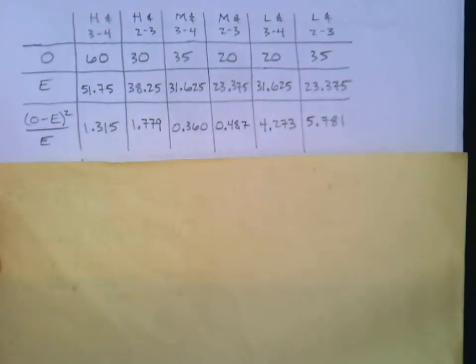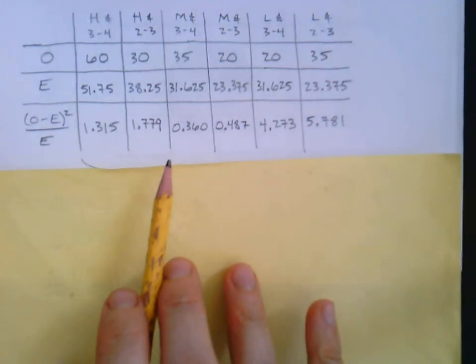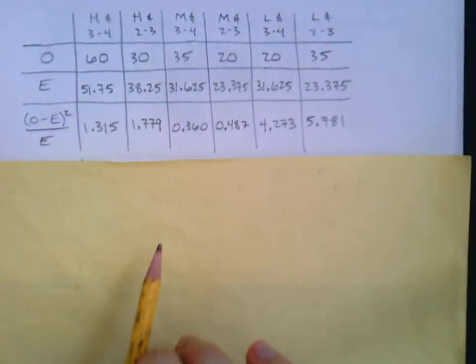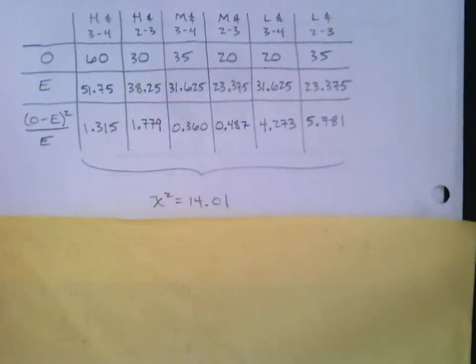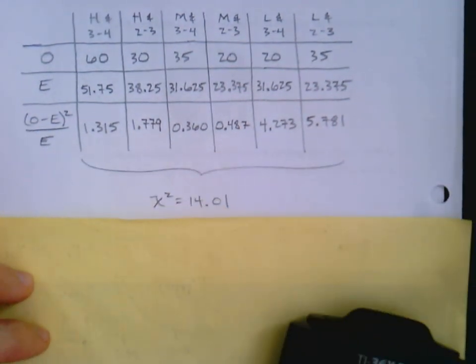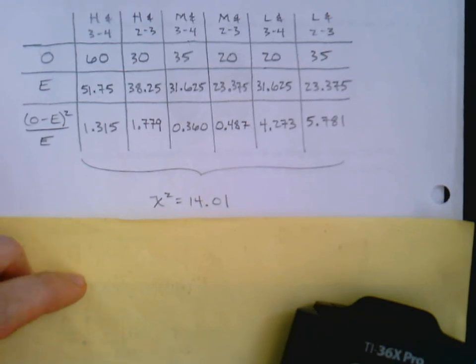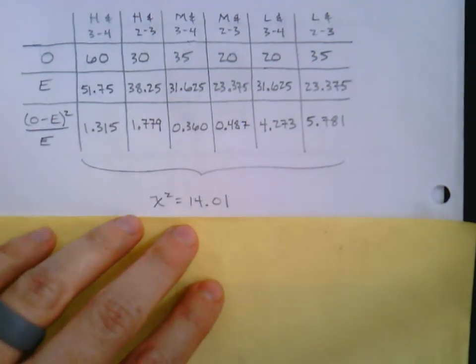Well, what's next? We're going to add all these up. Now, my suspicion is what's on my paper is wrong, because I had that other number wrong earlier. So let's see what happens. I got 14.01, but I'm going to go ahead and check that. 1.315 plus 1.779 plus 0.360 plus 0.487 plus 4.273 plus 5.781. Okay, yeah, it's a little bit different.